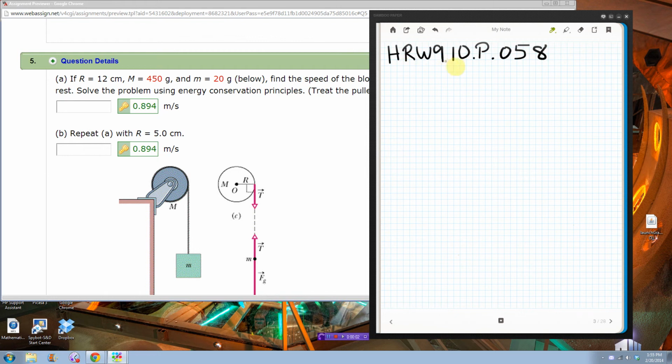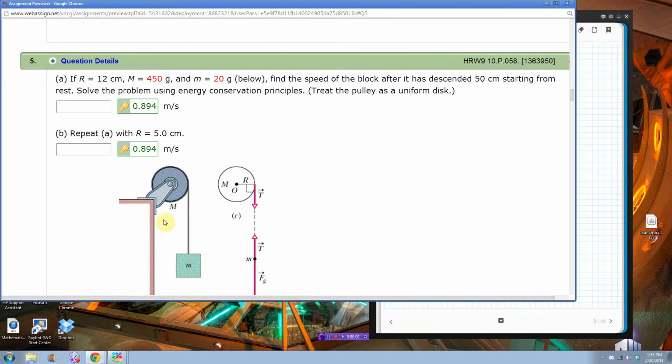This is HRW910P058. We have a mass attached to a pulley. Now we're going to release this block from rest, and we want to know the speed of the block after it descended 50 centimeters starting from rest. And we're supposed to solve it using energy conservation principles.